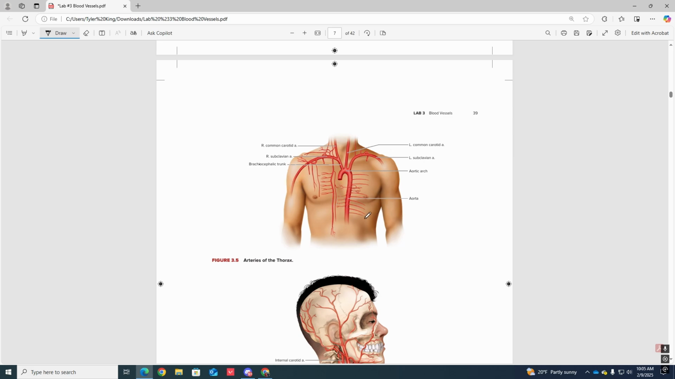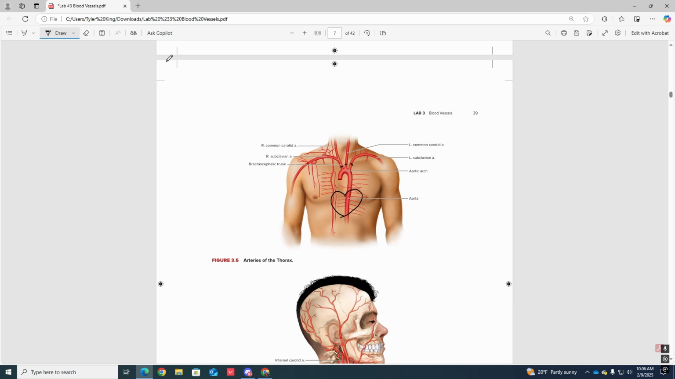So let's start with the arteries, okay? We have the aorta. Remember, the heart should be in this region here. The aorta is going to come up and form the aortic arch. Remember, we had three specific vessels last week that we needed to know: the brachiocephalic trunk, then the left common carotid, and the left subclavian.